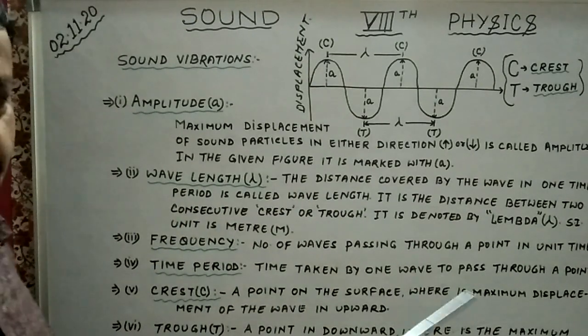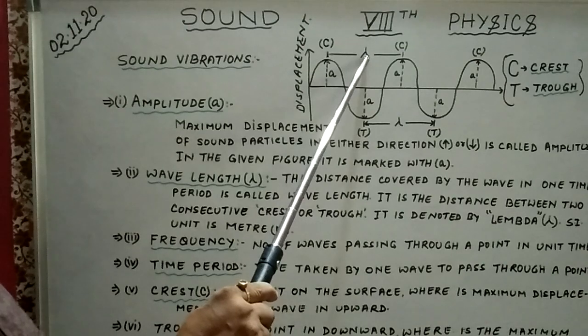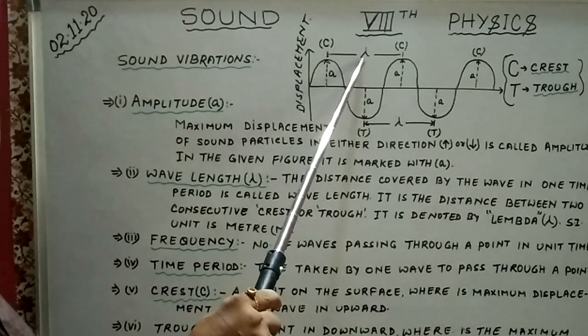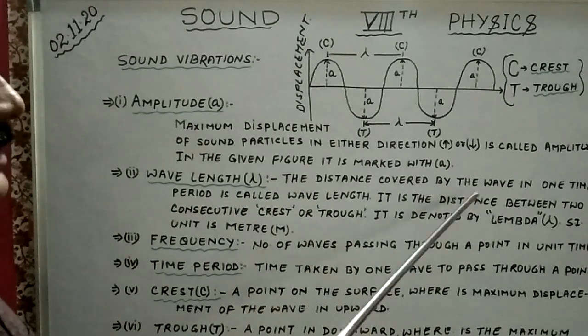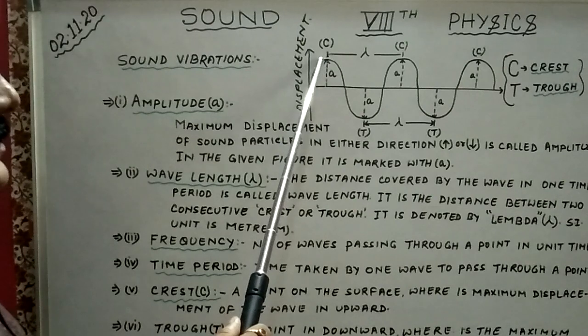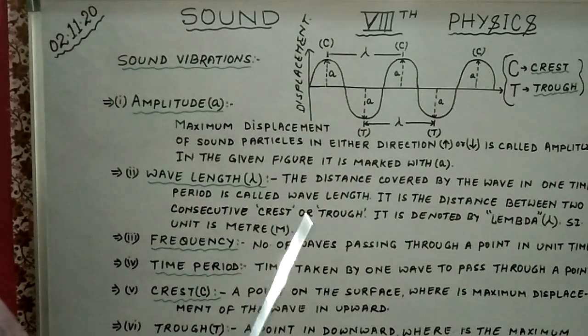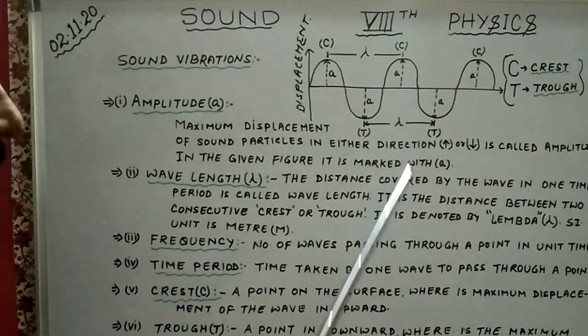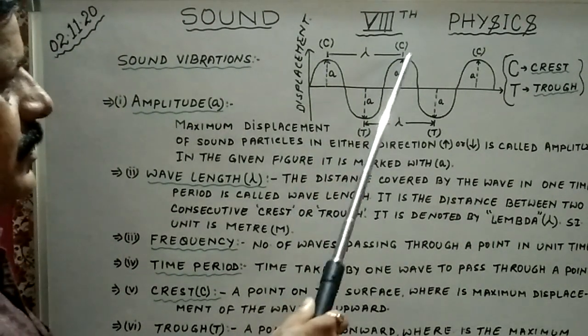Now second is wavelength. You can see here, this is the symbol of wavelength. This is called lambda. The distance covered by the wave in one time period, in 1 second, how much distance is covered by the wave, that is called wavelength.